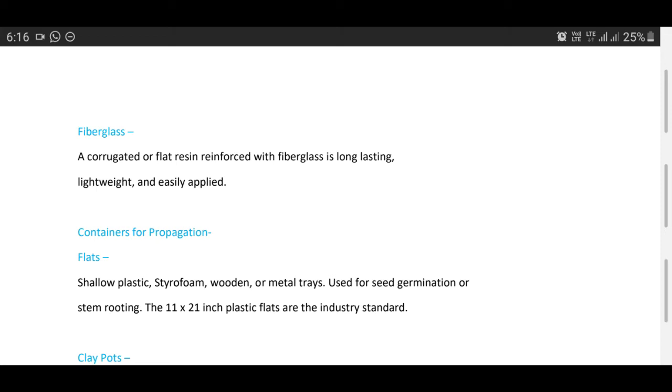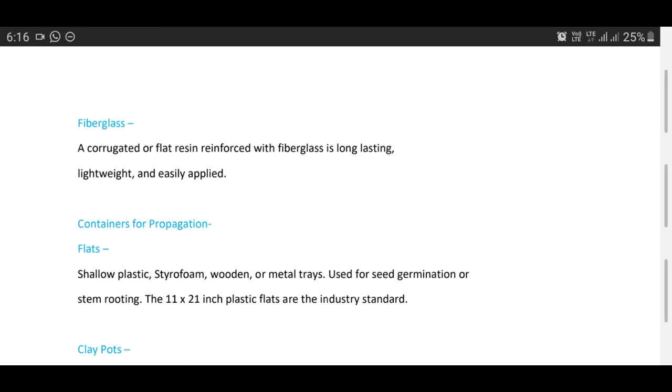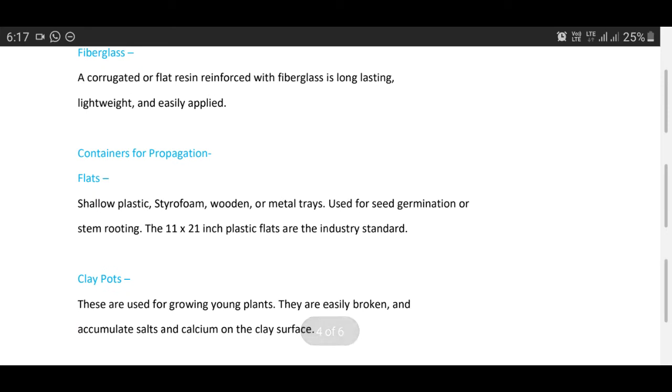Containers for propagation, this is a separate thing. These containers are used for propagating cuttings, even seedlings. For this purpose, containers are utilized. Flat ones: shallow plastic, styrofoam, wooden or metal trays used for seed germination or stem rooting. The 11 by 21 inch plastic plates are the industry standard.